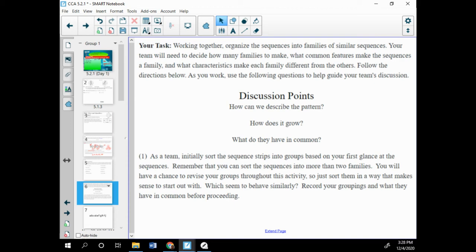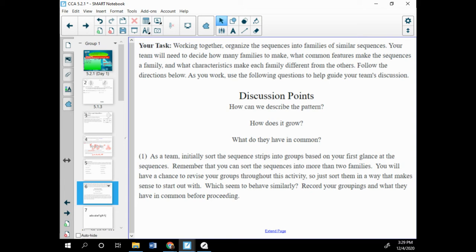Your task, working together with yourself because you're basically doing this on your own: organize the sequences into families of similar sequences. You will need to decide how many families to make, what common features make these sequences a family, and what characteristics make each family different from the others. Follow the directions below. As you work, use the following questions to help guide your personal mental discussion. How can we describe the pattern? How does it grow? What do they have in common? Okay? So here it is, step number 1.